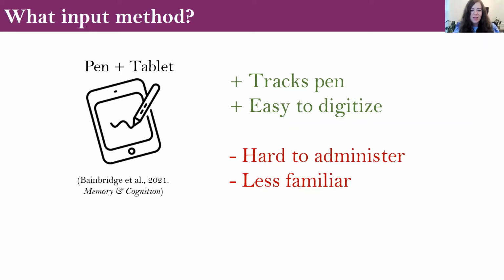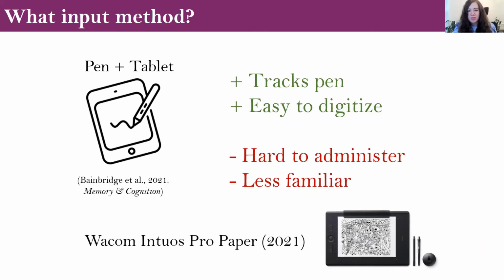That being said, I highly recommend the Wacom Intuos Pro paper. This is what we used for our study, though keep in mind technology is always changing. But this is a tablet that allows you to use an inked pen on a normal piece of paper, but at the same time, it's digitizing that drawing. So from a participant's point of view, it's the same thing as drawing on a piece of paper, but you're still able to record their pen movements and easily digitize what's being drawn.